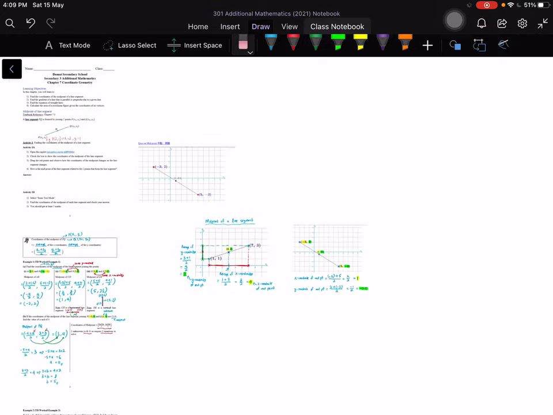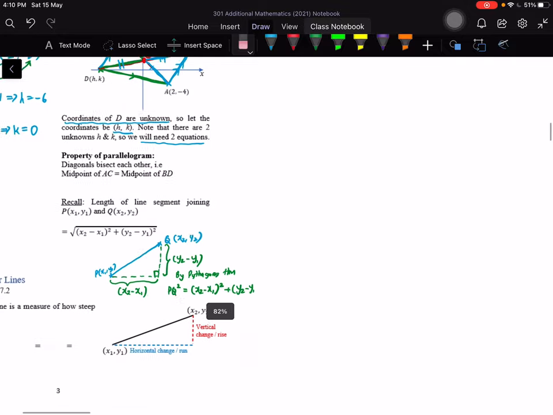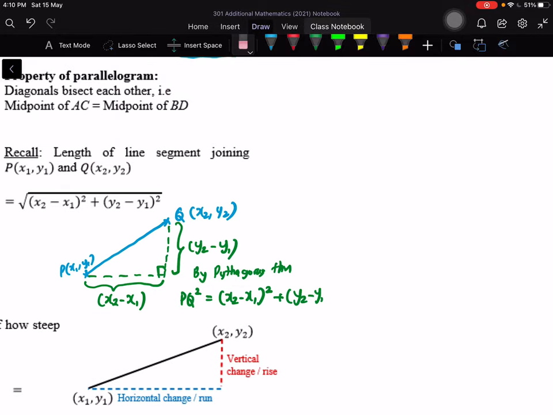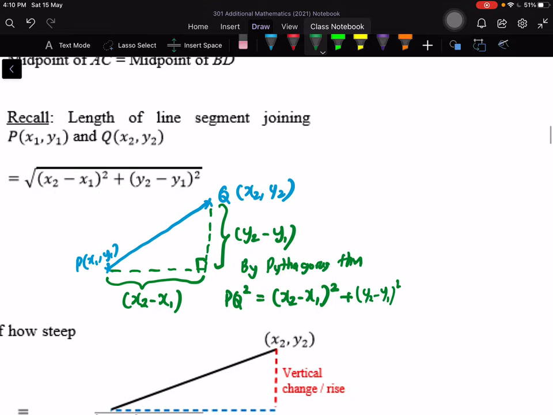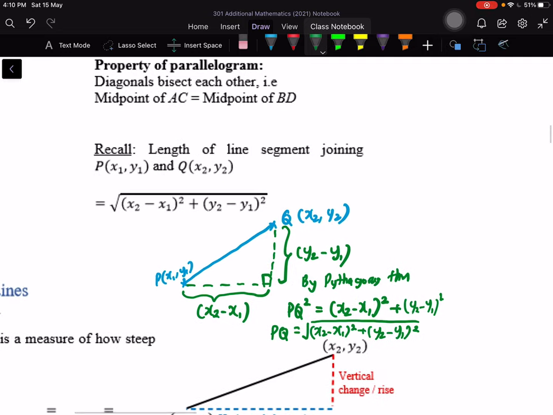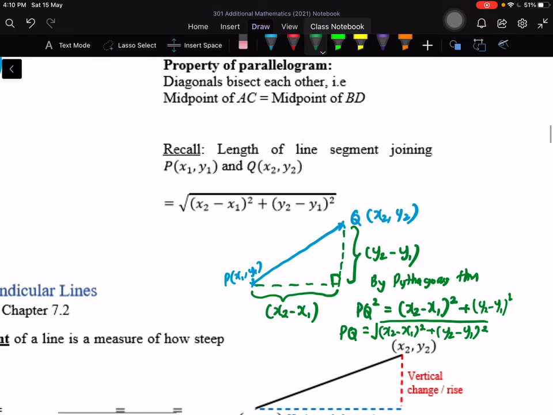Okay, let's continue. If you make PQ the subject, you take the positive square root because it's a length. Square root of (x2 minus x1) squared plus (y2 minus y1) squared, and that's how you get the length of the line segment. So we are going to apply this formula to find the length of AD.